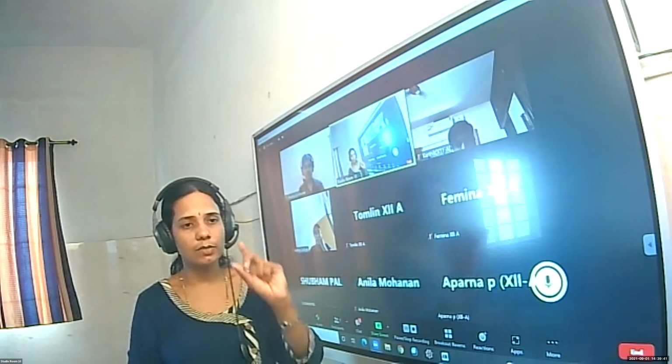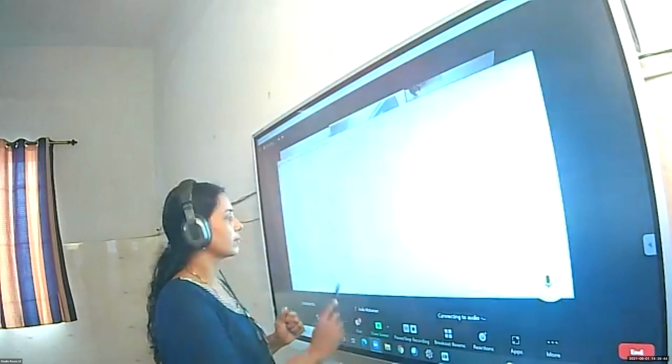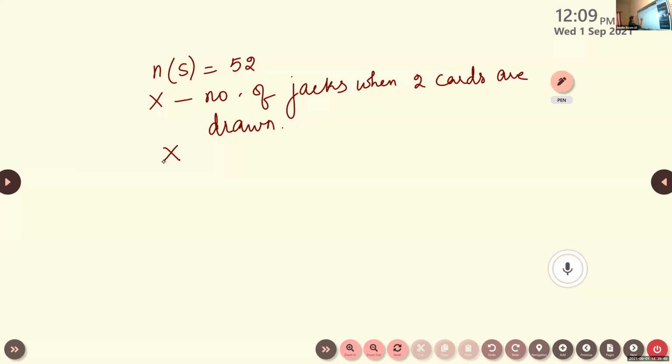Now here what is asked? We are selecting 2 cards and we want to find the number of jacks. So X denotes the number of jacks. Listen, children, sit straight. Don't write now, listen. If you understand this, the remaining part will be easy. X takes the values 0, 1 and 2. Before that, find the probability of getting a jack. Suppose I denote this as P of J. What is the probability of getting a jack?